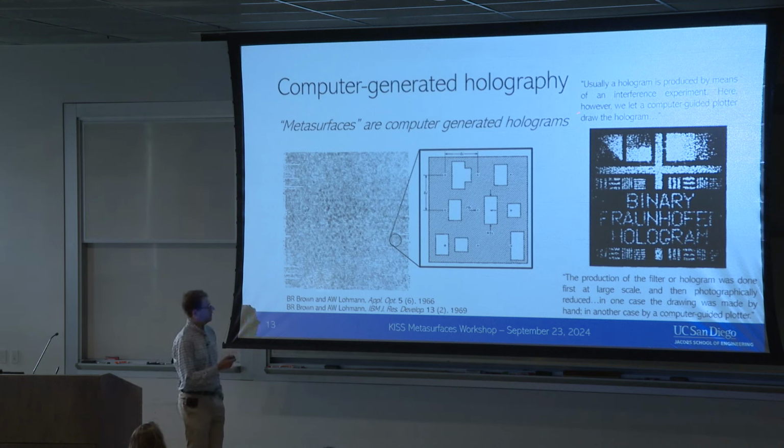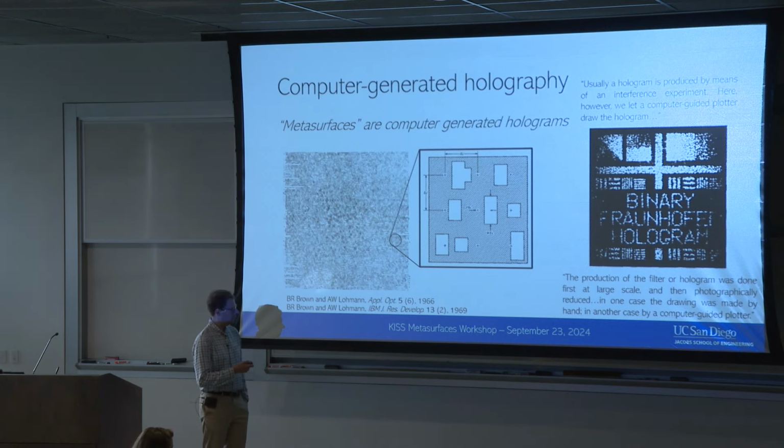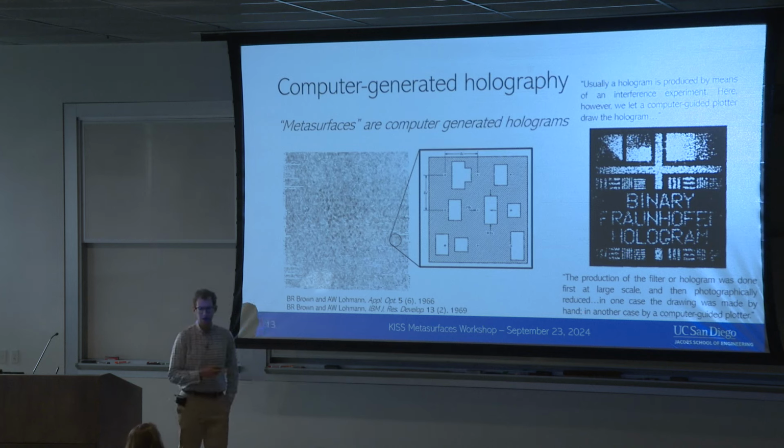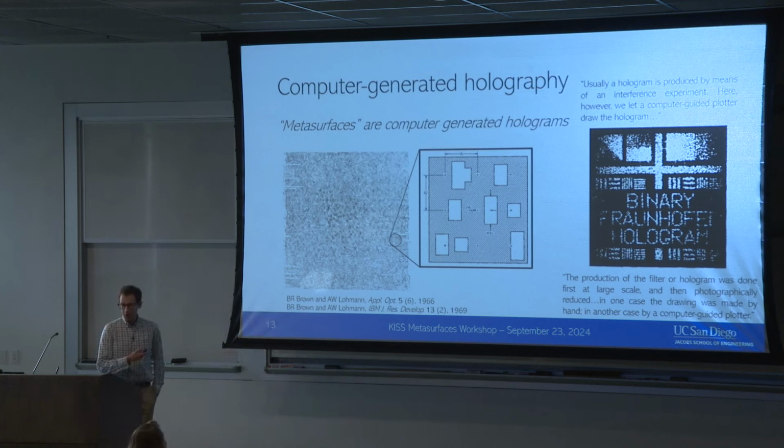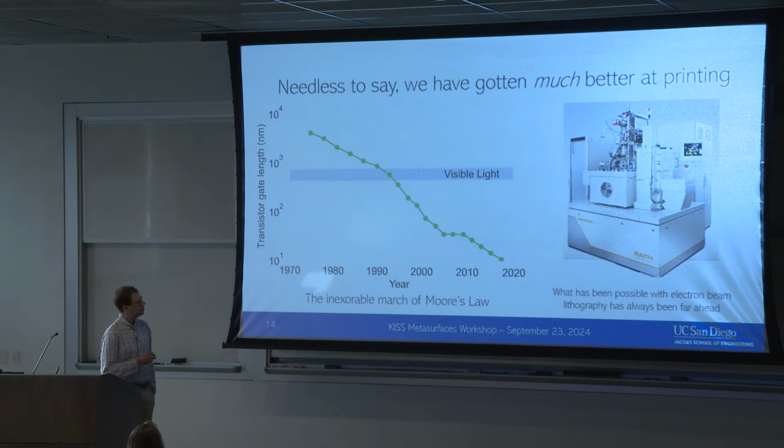So what they said in their original paper is usually a hologram is produced by means of an interference experiment. However, we can let a computer-guided plotter draw the hologram. If you read deeper into the paper, it was actually even more crude than that. The production of the filter or hologram was done first at large scale, then photographically reduced. In one case, the drawing was made by hand, in the other by a computer-generated plotter. That sounds a whole lot like David Rittenhouse's paper, maybe a few hundred years earlier. He kind of hacked something together, right? With the most precise equipment that they had available at that time. So needless to say, we've gotten better printers.